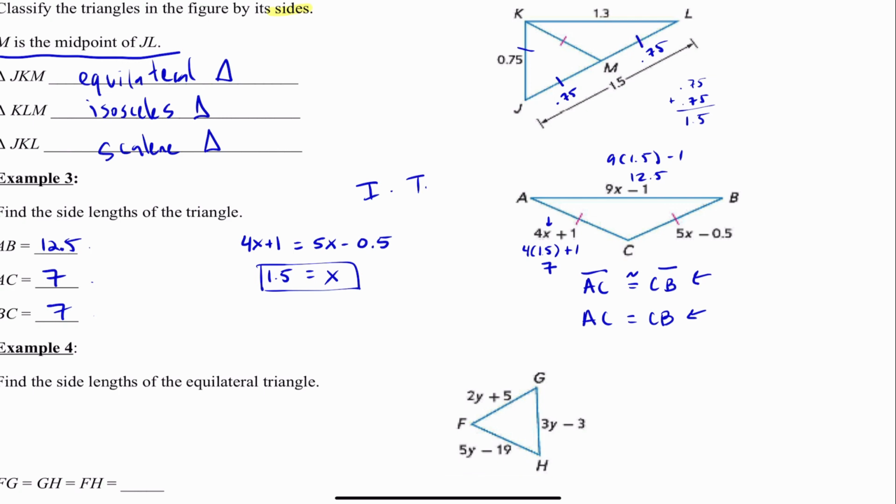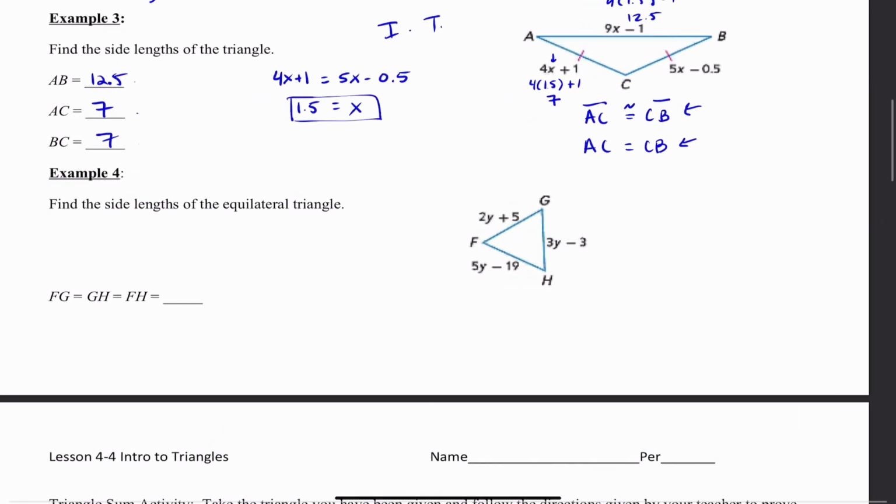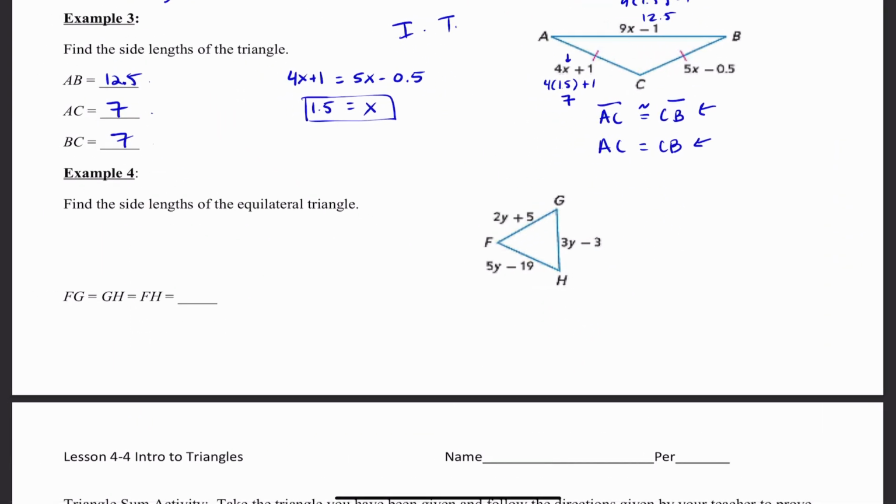Example 4, find the side lengths of the equilateral triangle. FG is equal to GH is equal to FH is equal to, okay. So find the side lengths of the equilateral triangle.